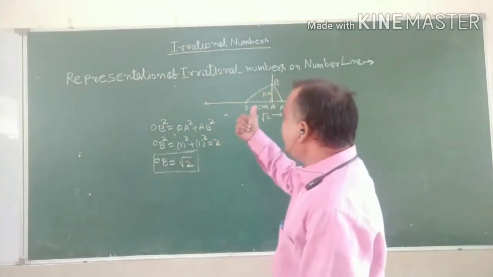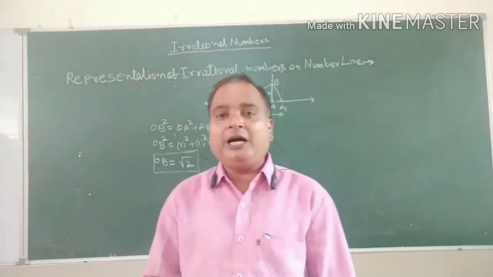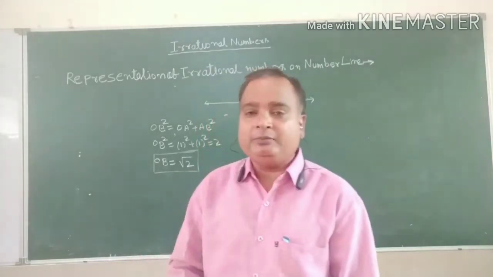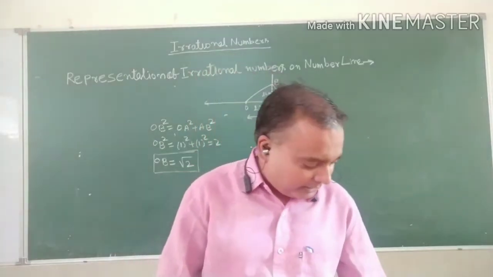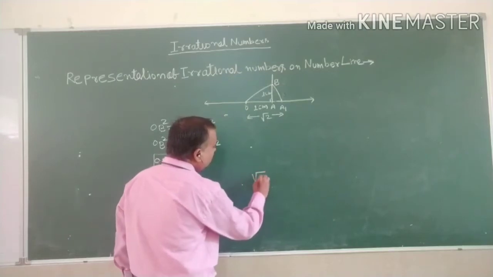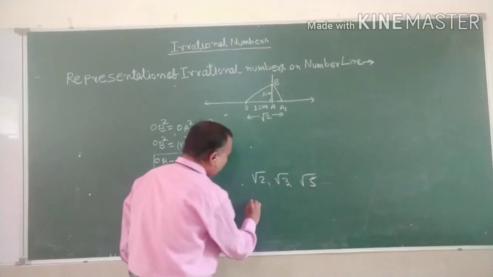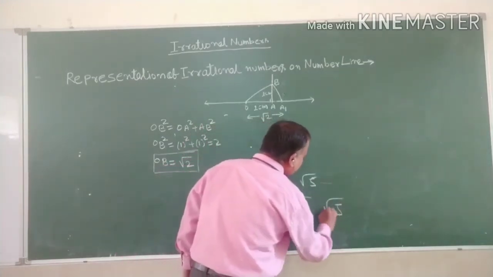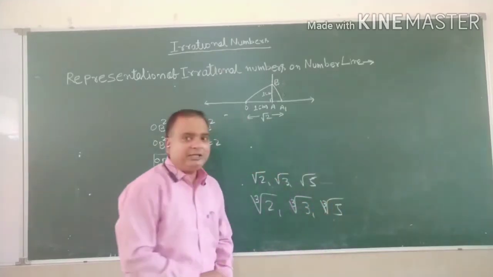Now, the next topic is irrational numbers. What are irrational numbers? Basically, irrational numbers are non-repeating, non-terminating numbers. I repeat, irrational numbers are non-terminating and non-repeating. The examples are root 2, root 3, root 5, and so on, or cube root of 2, cube root of 3, cube root of 5, like that. So all these are examples of irrational numbers.